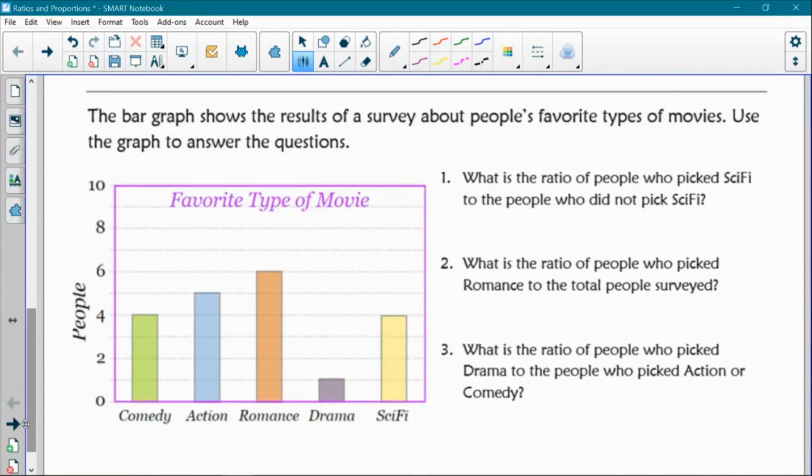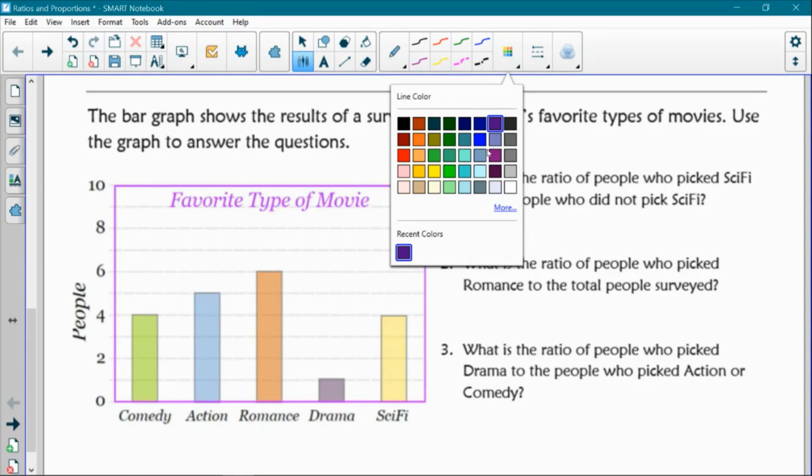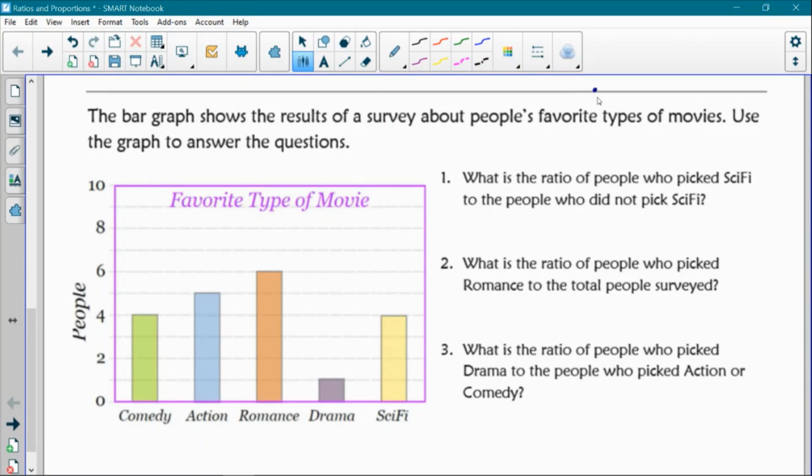All right, here we have 3 more questions about this bar graph. Our favorite types of movies are represented in the bar graph. So for comedy, we have 4 people that selected that as their favorite movie. Action has 5, romance has 6. We are looking for the ratio between people who pick sci-fi and people who did not pick sci-fi. So the people who pick sci-fi, that's easy. That's this yellow bar here. That's 4.